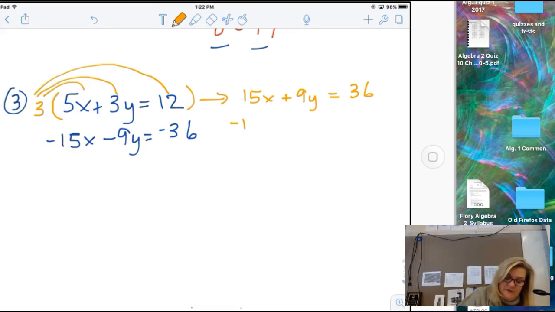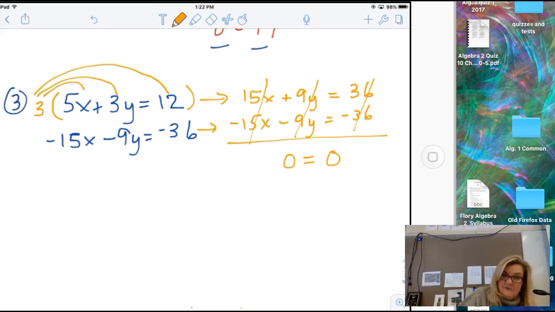Okay, so then the bottom, we're just going to move on over, and we're going to have -15x. I'm just taking what's on the bottom and moving it right on over. We'll make our equal sign, and then we'll add down. And in this case, everything cancels out, and I have 0 equals 0. And can you guess what that is? That is infinitely many solutions.